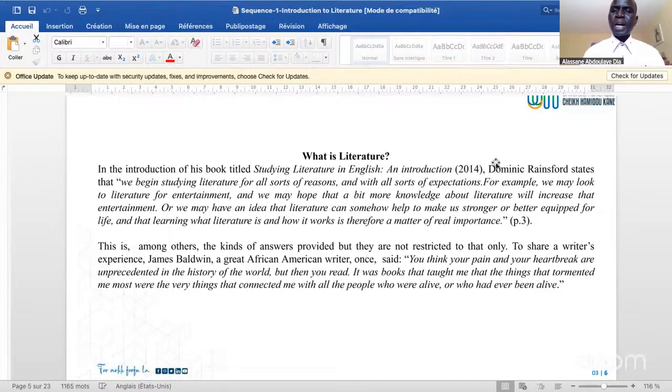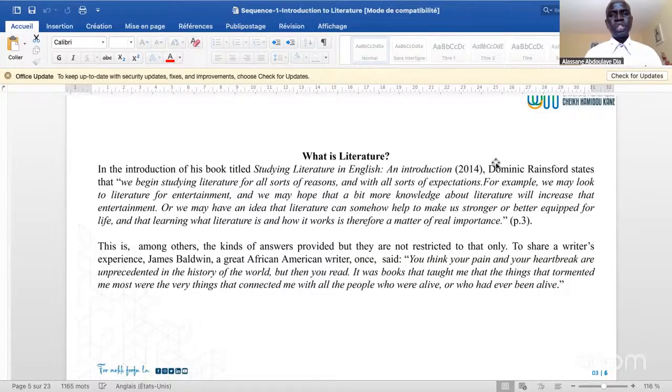Here it is impacting. Or it can be better equipped for life, or that learning without literature is how it works, is therefore a matter of real importance. So to finish commenting on the statement of Dominic Rainford, there is a great interest, a keen interest or importance of why people learn literature.